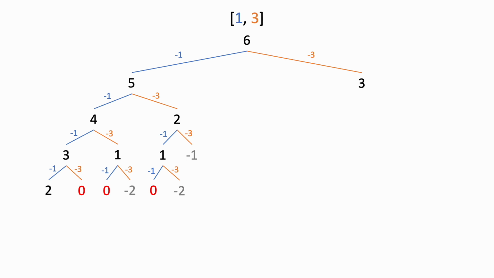Now let's finish the far left branch. 2 will lead to 1 and negative 1, so that's a dead end. And the last call will lead to 0 and negative 2. And now we found the fourth solution, which is to just use 6 ones.